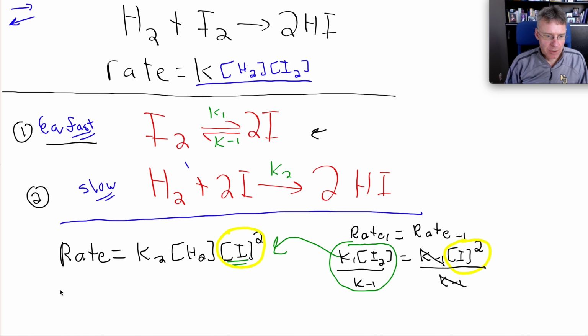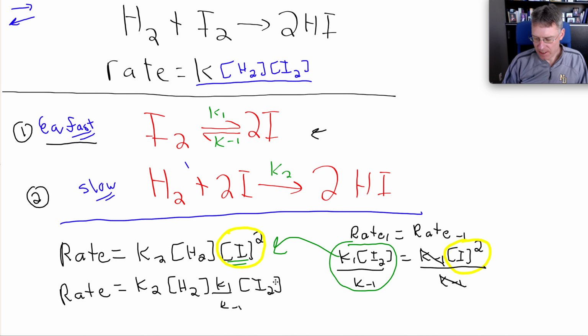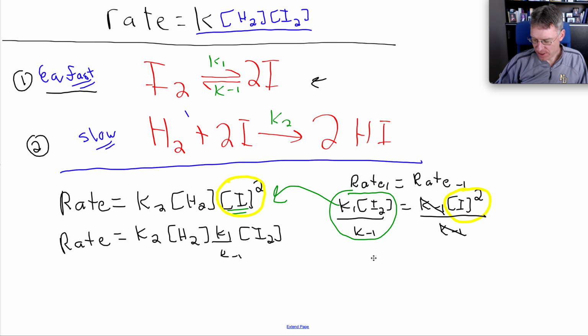And we're going to have our final rate law. So the rate equals K2 times the concentration of hydrogen. Now we got our substitution. We got K1, we got K minus 1, and we've got the concentration of molecular iodine. That's pretty much what we have for the experimental rate law.